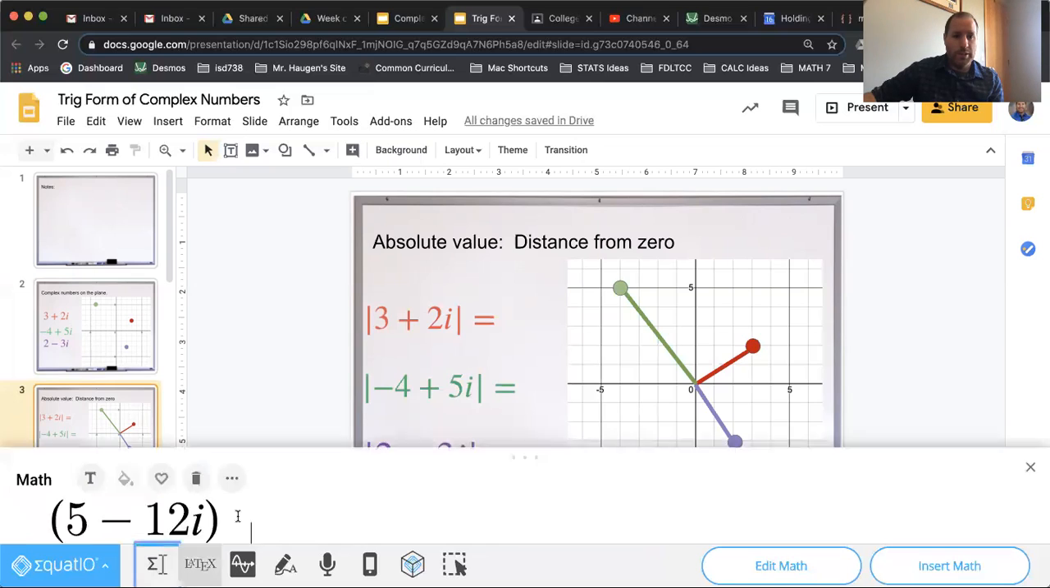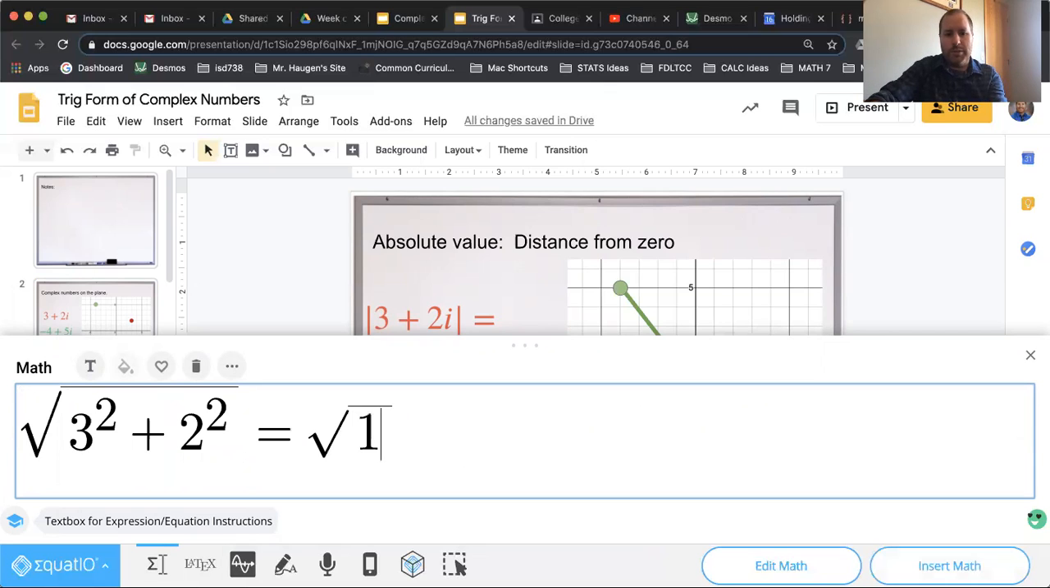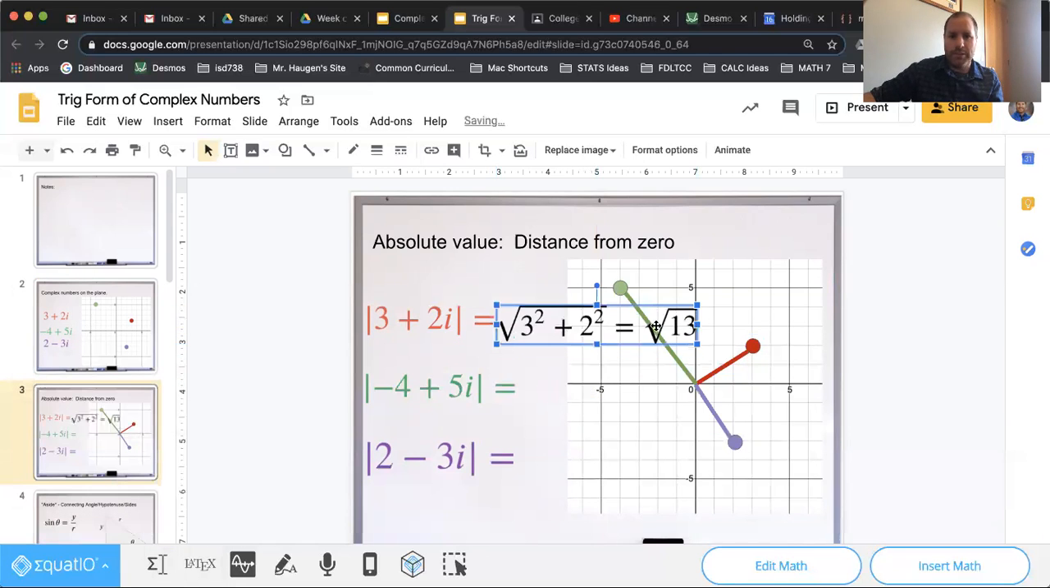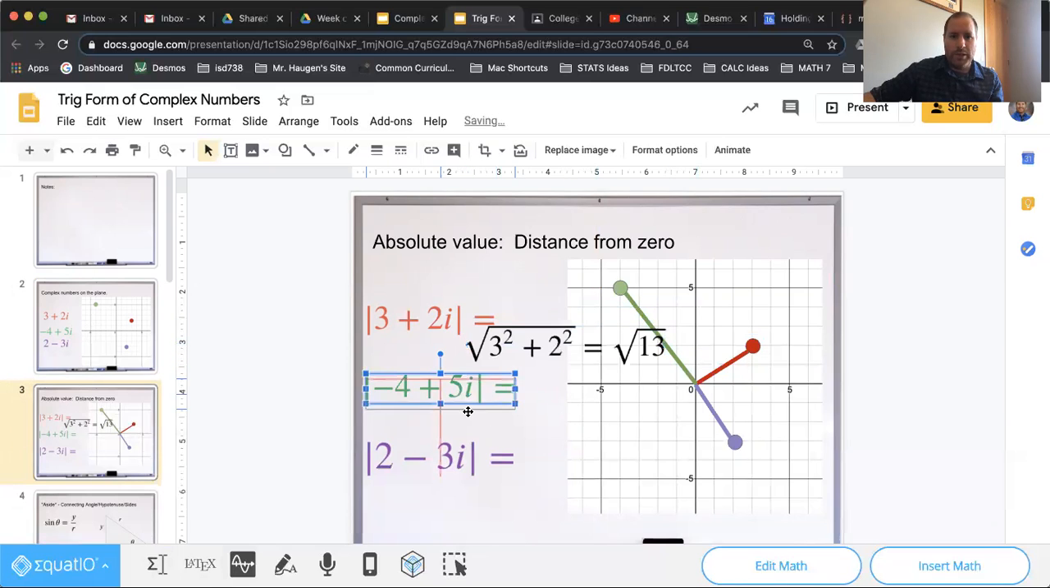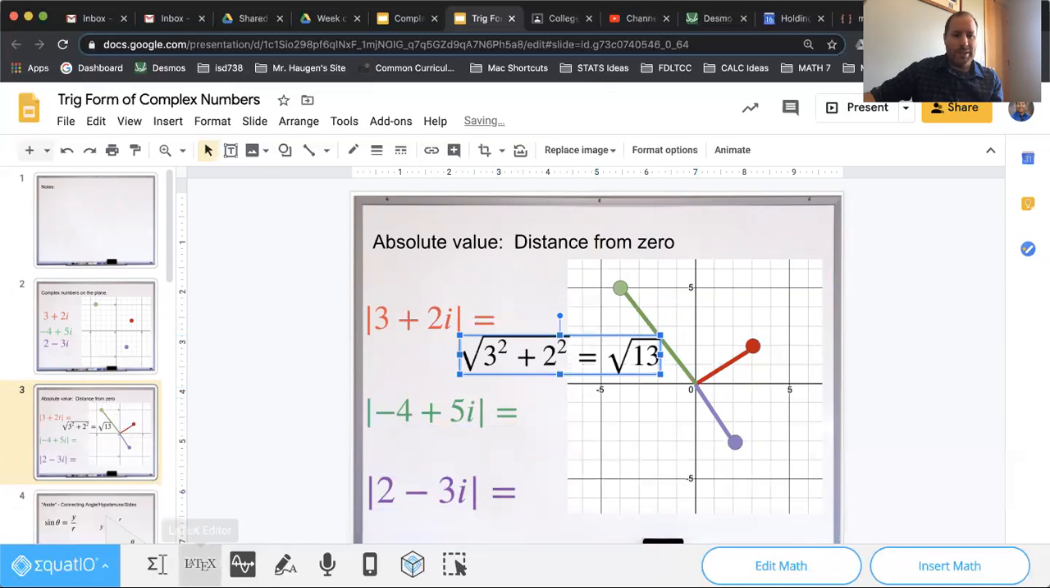So we take 3 squared plus 2 squared. That would be the square root of 3 squared plus 2 squared. And that's all we have there, right? This one doesn't work out perfectly. It's the square root of 13. That's what this one is here. I'll put that a little bit lower so we can see that. But that's where that one's going to be. And the same thing with the rest of them.